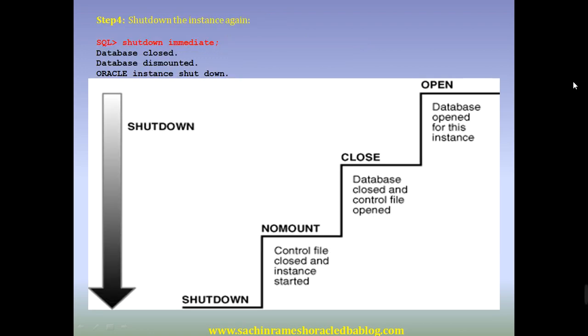Step 4, shut down the instance again. Shutdown immediate, it will go for database closed, database dismounted, Oracle instance shut down. So here is the shutdown diagram. You can easily understand: the open database will close, then go to nomount and shut down. That is, database closed, database dismounted, database instance shut down.